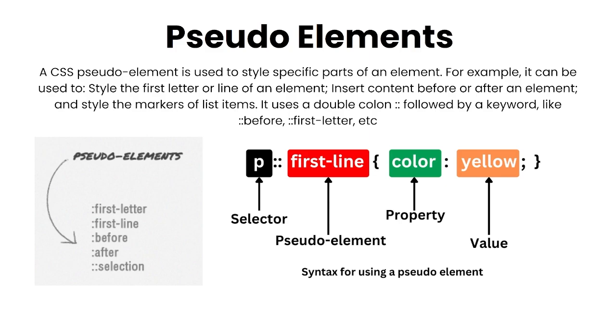We're going to be looking at pseudo elements. A pseudo element is used to style specific parts of an element. For example, it can be used to style the first letter or the first line. It uses double colons followed by a keyword like before, first letter, etc. And as you can see here is an example of a first line property being yellow of a paragraph.